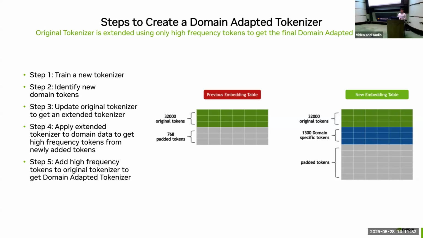Okay, so I'll briefly talk through the practical steps of creating your domain adaptive tokenizer. Like I mentioned, you need your data, and then you need to train the new tokenizer on this domain specific data. Step 2 is identifying your new domain tokens by comparing this domain adapted tokenizer that we just trained to our base tokenizer. And then you take those two and combine them together. And then you apply the extended tokenizer, which has our new domain specific tokens, to our domain specific data set.